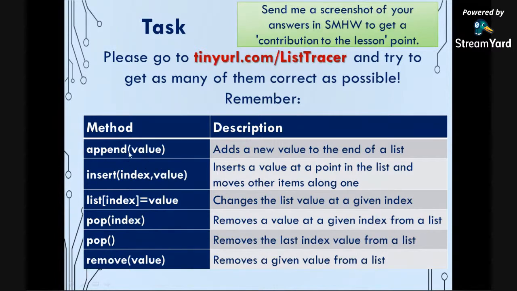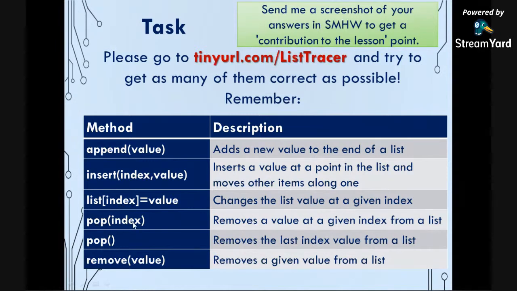So append adds a value to the end of a list. That special word append means add. Insert adds a value at a point in a list and moves everything else along one. So if you're inserting a value at a certain index, it will go there, and everything else moves along one. List index equals value changes the list value at a given index. So if you said list 0 equals dog, then it will change whatever was in list 0 to dog instead of whatever it was originally.